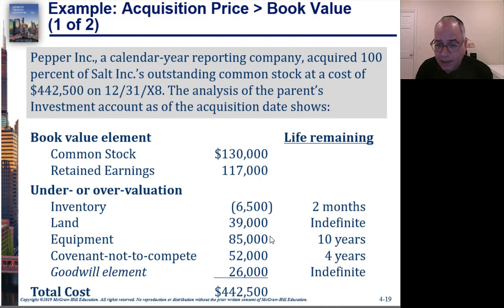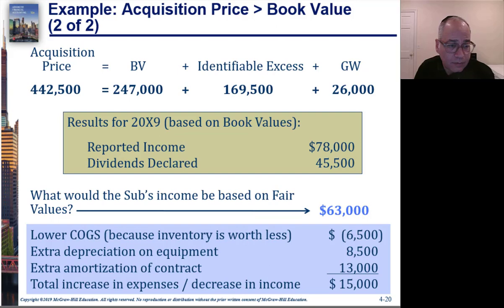Equipment was undervalued by $85,000. There was a covenant not to compete as part of the acquisition of $52,000, and that's amortized over 4 years. And there's also goodwill of $26,000. So how would these be affected when you've got this additional amortization? And this relates to, again, previously we did a 40% example. This is a 100% example, which is similar to what we're going to be doing in full scale in a couple of minutes.